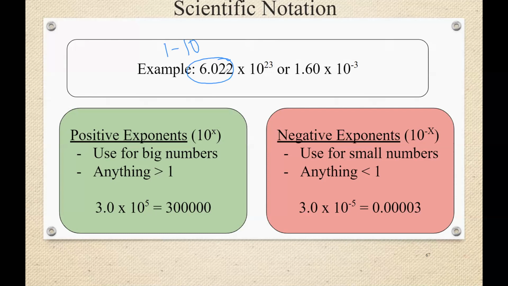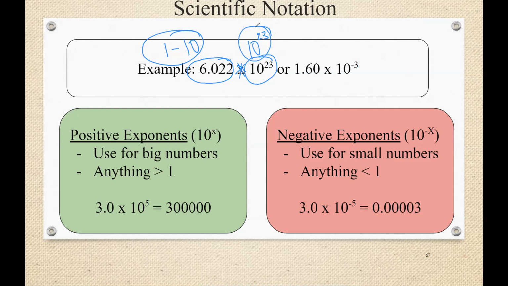6.022 is between 1 and 10. Then the second part is this times. And then we've got our third part, which is 10 raised to some number, in this case, 10 to the 23rd. What that 23 tells you is how many times to move the decimal place, and I'll go over that in the example coming up. So it's always made up of three parts: a number between 1 and 10, this times, and then 10 raised to an exponent.